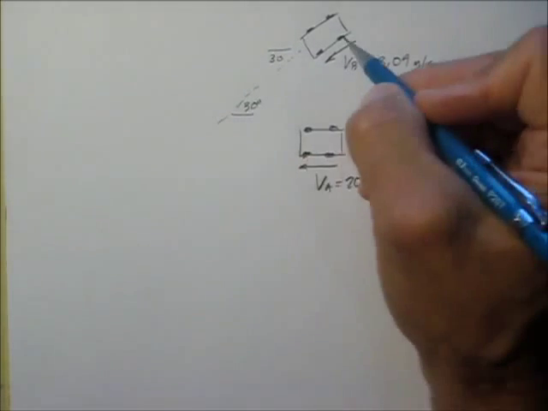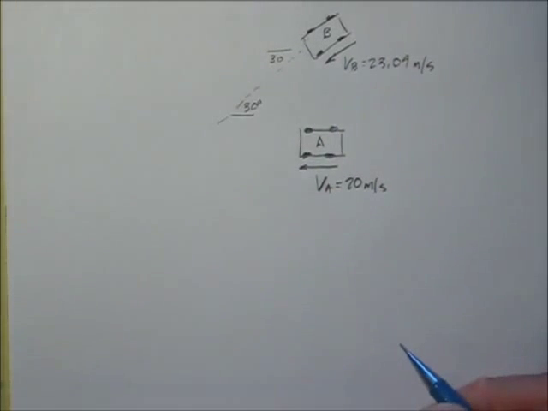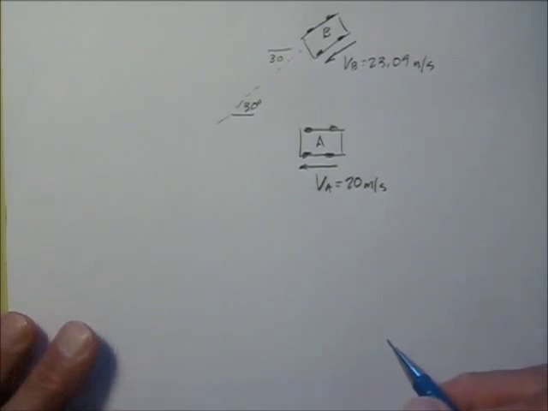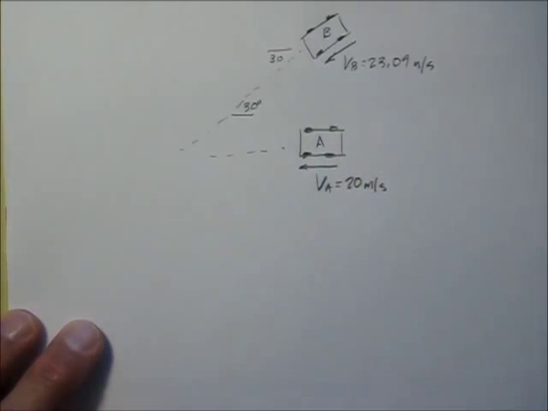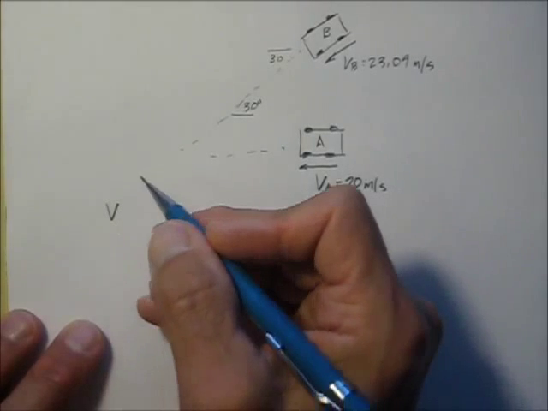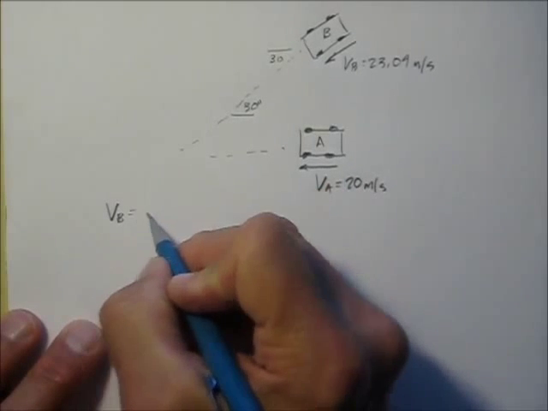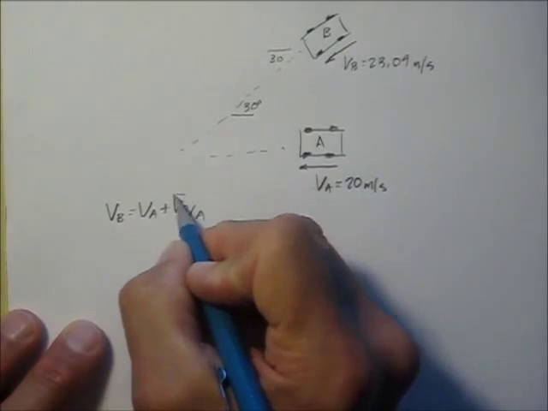And we want to find out what the velocity of B looks like to the people in car A. So this one is going to go this way and they're going to go that way. What do they look like relative to each other? All right, so let's set up our vector equation. We're going to say that the velocity of B is equal to the velocity of A plus the velocity of B with respect to A.